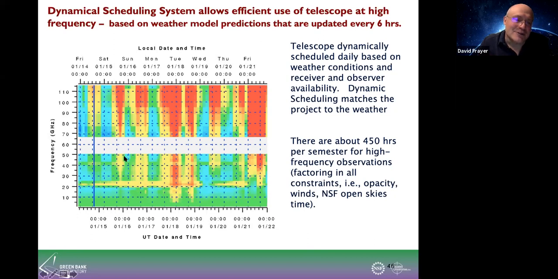And how the system works is basically when the weather's predicted to be good, we observe at high frequency, and when the weather is bad, we observe at low frequency. And this enables us to leverage all the high frequency weather that we get here instead of having a fixed schedule. Because if you had a fixed schedule, you'd be spending a lot of time doing low frequency, and the high frequency work would never get done. So without this kind of a system, you really couldn't do high frequency work here.